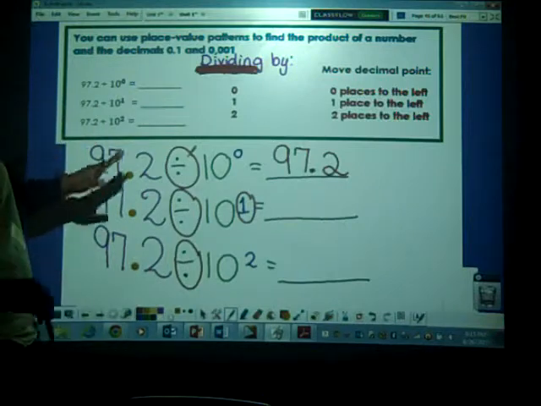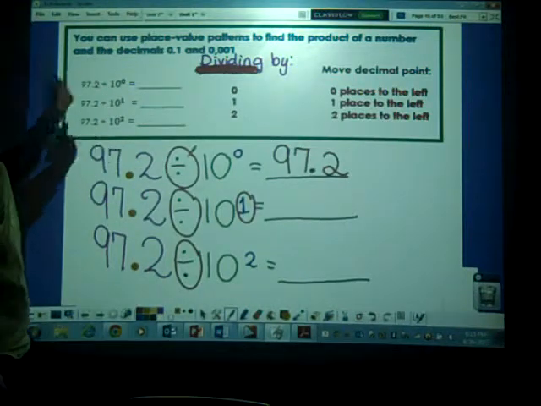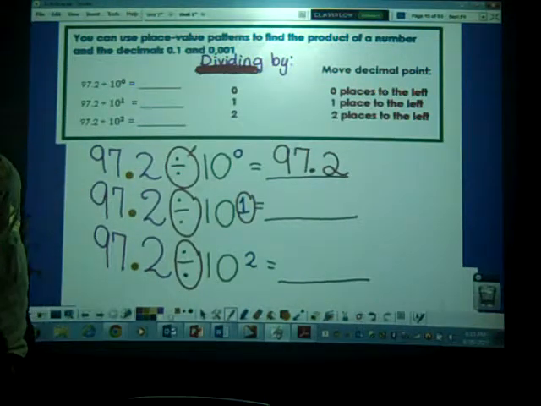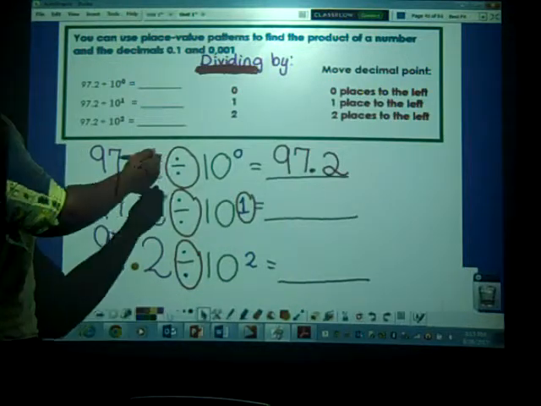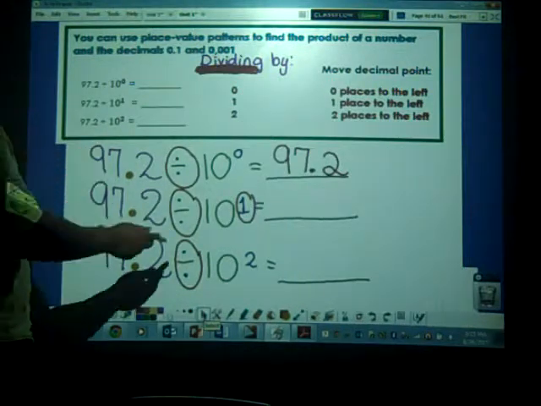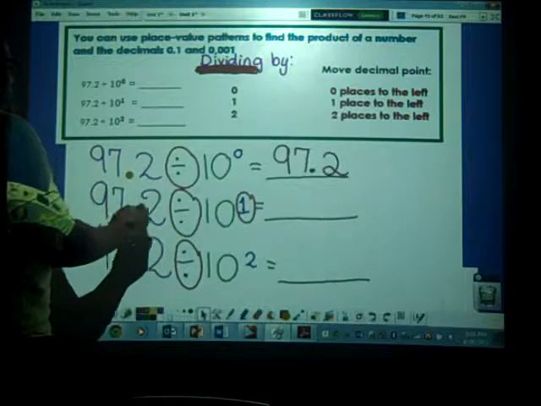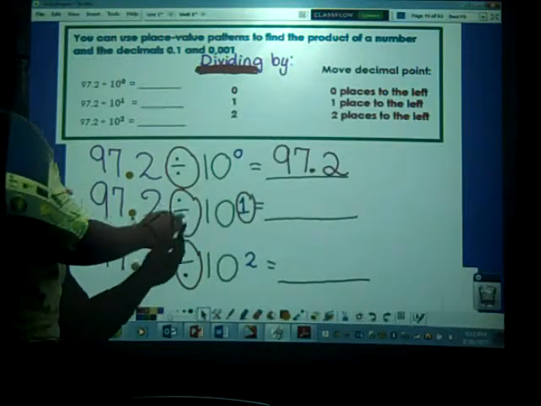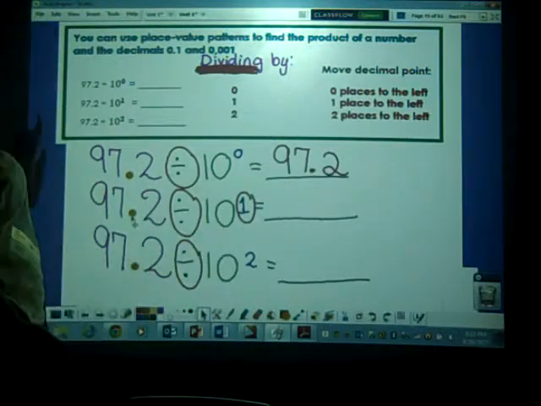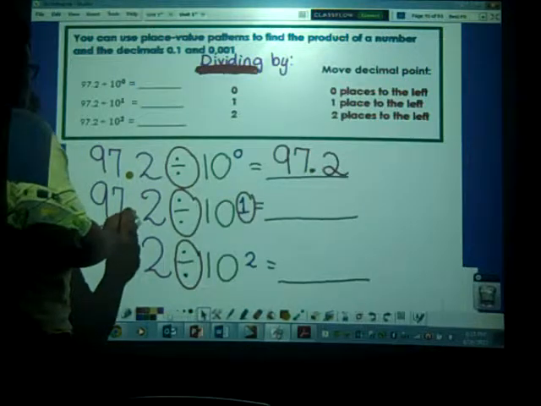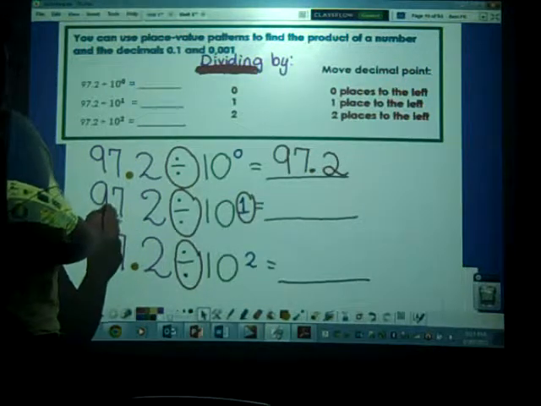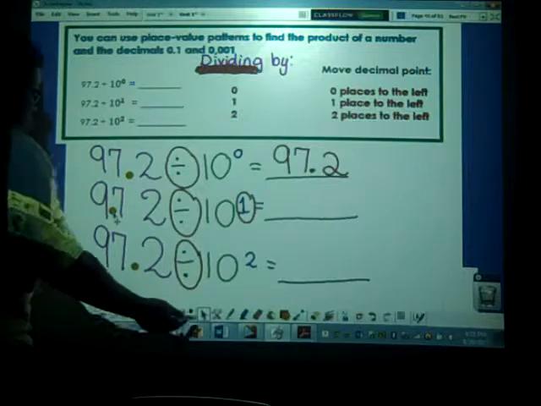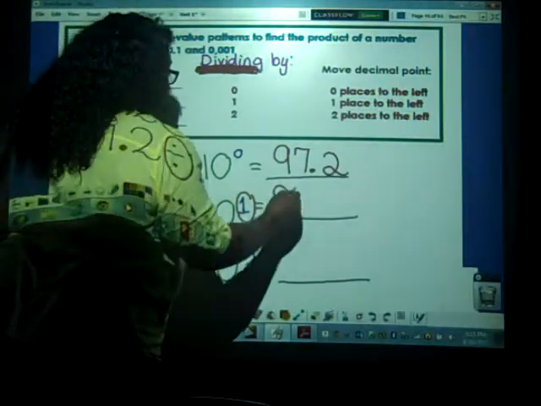That should be duly noted. We're dividing, so our value is going to decrease. So we're moving to the left since it's decreasing. How many times are we going to move our decimal point if we're dividing 97 and 2/10 by 10 to the first power, which is also 10? 1 place to the left. So now our new value is 9 and 72 hundredths.